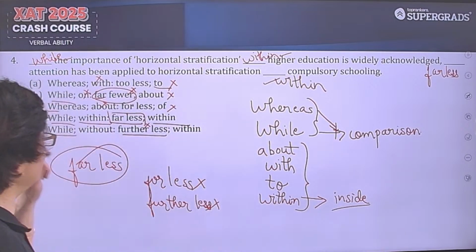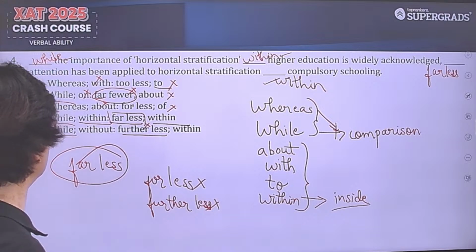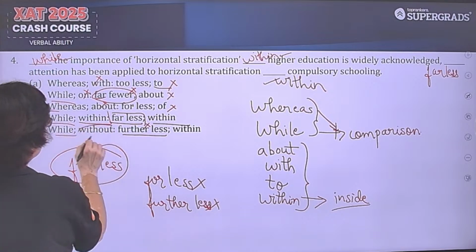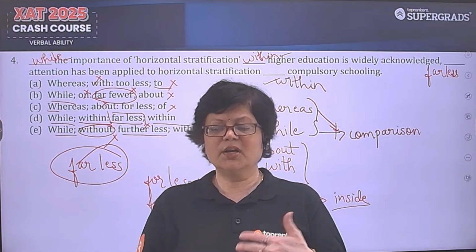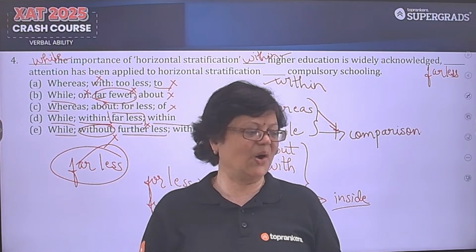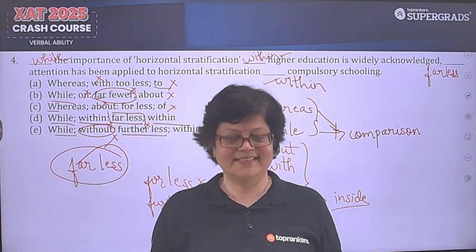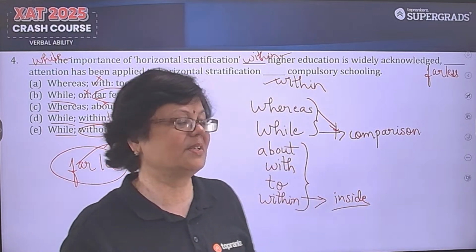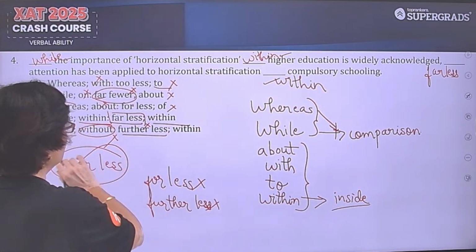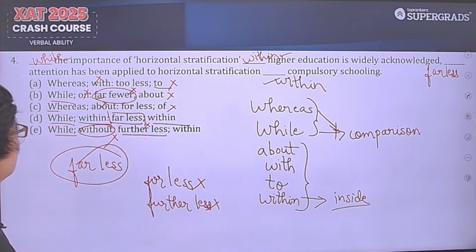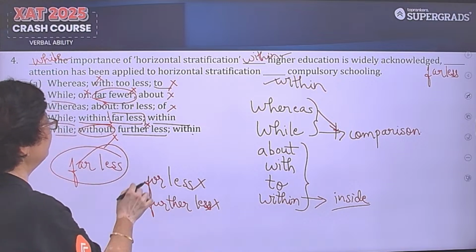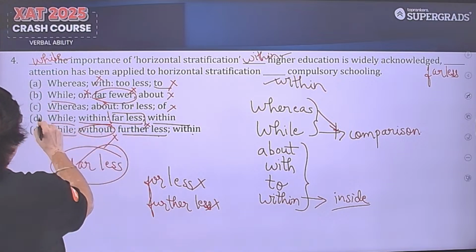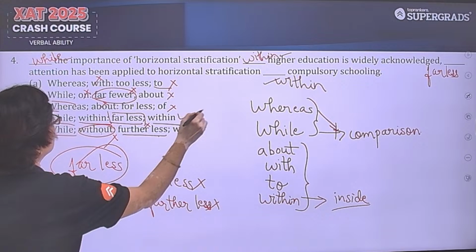So you find here the prepositions are to be understood very clearly, and without is absolutely wrong here. Without means away from, right? I will not eat ice cream without gulab jamun, right? So again, without is absolutely wrong. This is out of the purview, and within is given here, but within is not given here, and further less is wrong here. So our correct answer option is D.